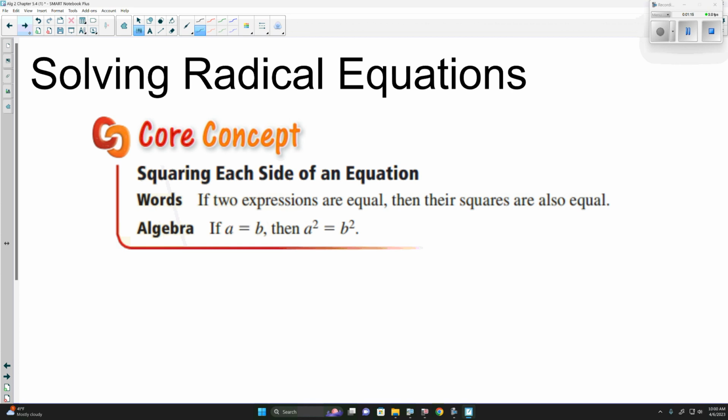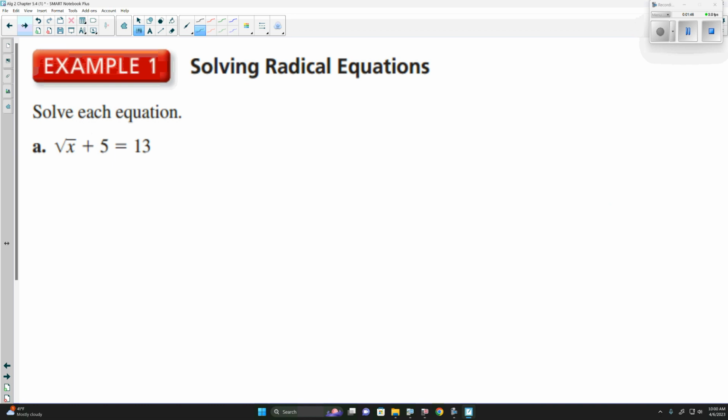What we can think of this as is the reverse of the square root method. Because with the square root method, we got x squared, or the set of parentheses squared, by itself and then took the square root of both sides. Here, squaring each side of the equation, squaring method: if two expressions are equal, then their squares are also going to be equal. So if a is equal to b, then a squared is equal to b squared. We can square both sides and still have it be equal.